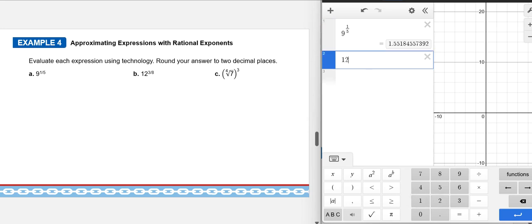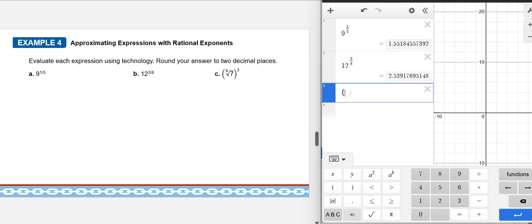Part B, 12 to the 3/8. Part C. This one's a little more intense to enter, but we can do it. Let's just type it in exactly as we see.